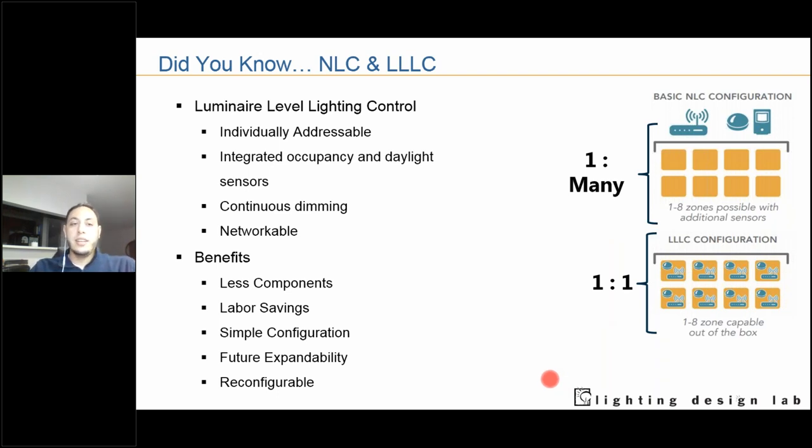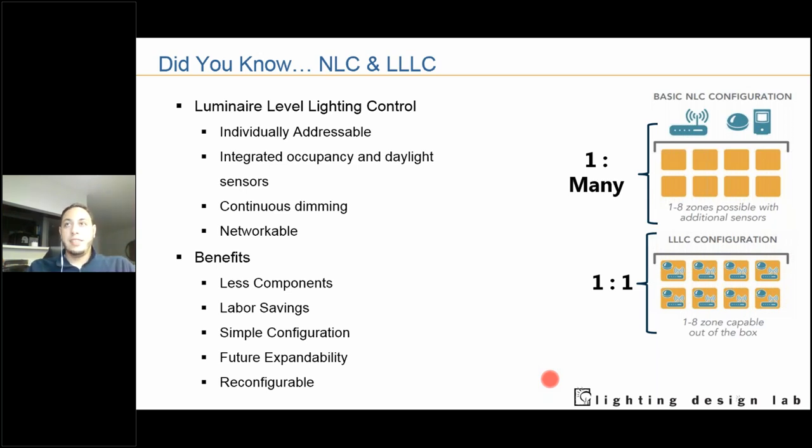It has integrated occupancy and daylight sensors. The LLLC fixture will be able to dim continuously, so it's not like bi-level switching or anything like that. And it's networkable. Interestingly, that word networkable, similar to PoE lighting, does not mean that each fixture is going to have an IP address. It just means that you can communicate easily to this fixture and device.